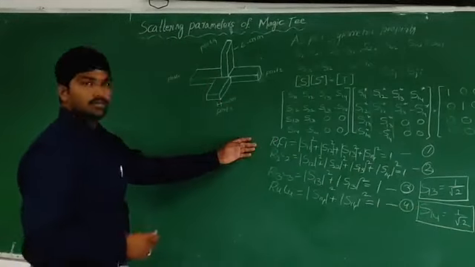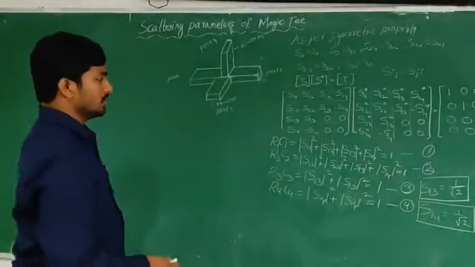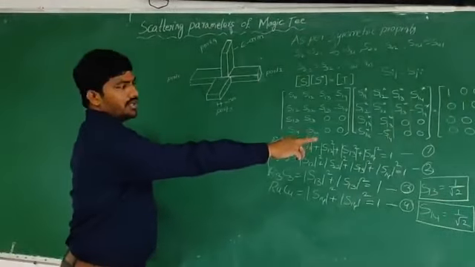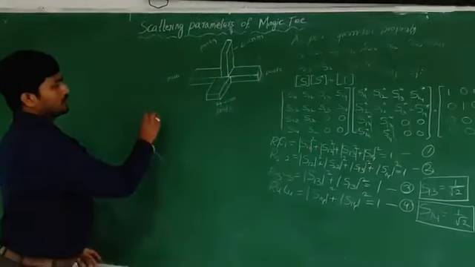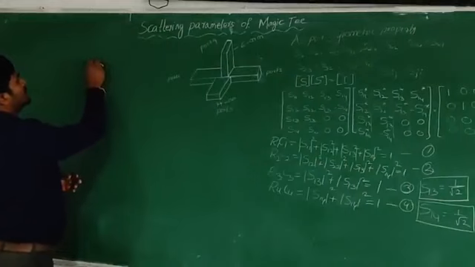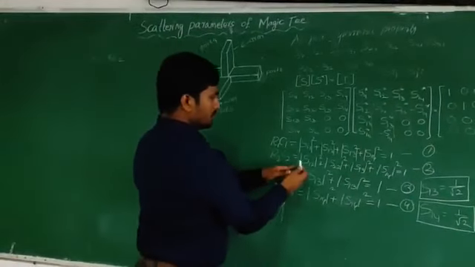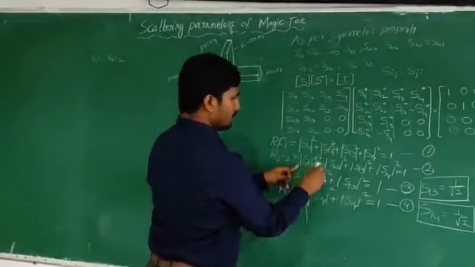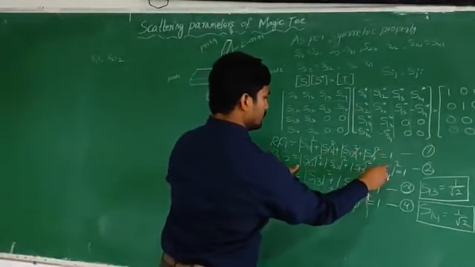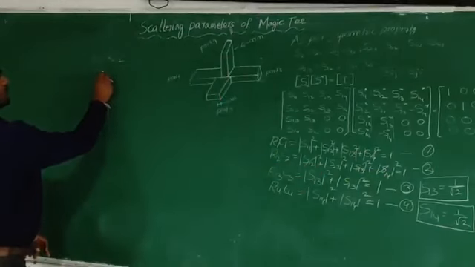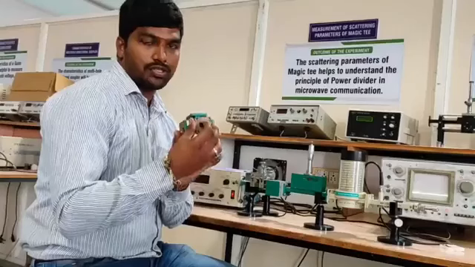Now for the other values, we are going to subtract equation 1 minus equation 2, that is R1 C1 minus R2 C2. The common terms will be cancelled. That is S11 square, so S11 equals S22.